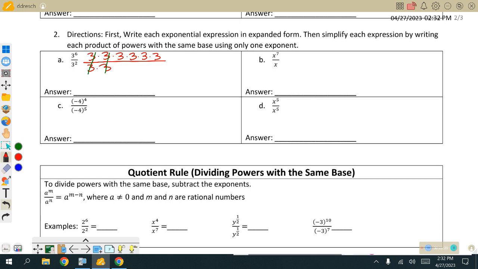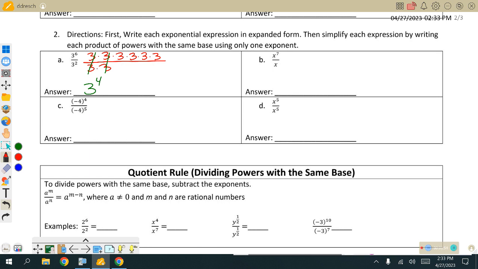Can I cancel out any more threes? No. How many threes do I have left over? 4. So I rewrite that in exponential form. And what do I have? 3 to the 4th. Okay? So that's annoying. I don't want to keep expanding this out. What's my shortcut here? It's my shortcut here, looking at my exponents to get 3 to the 4th power.